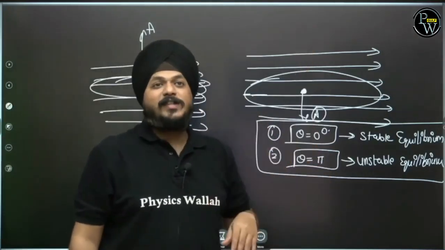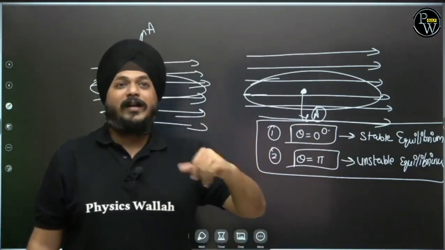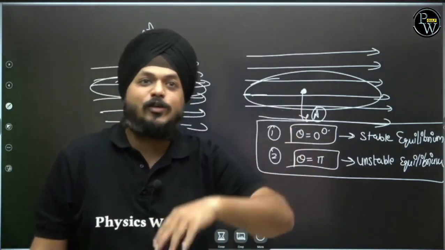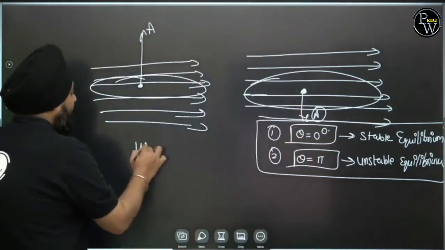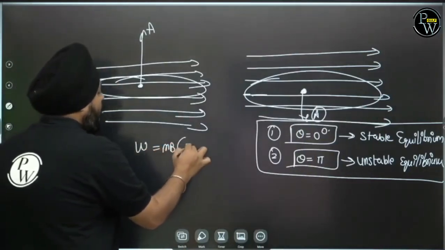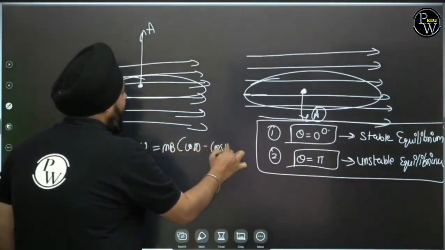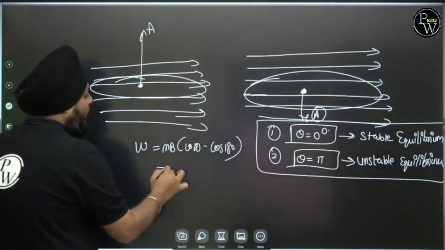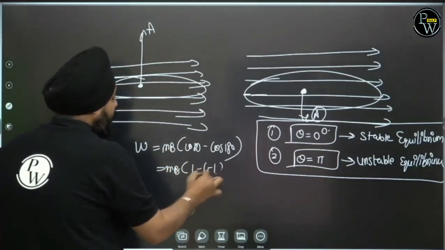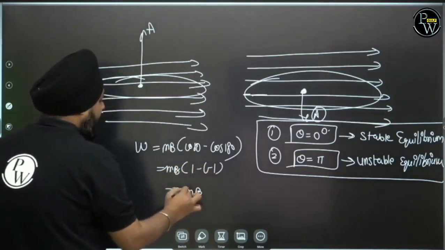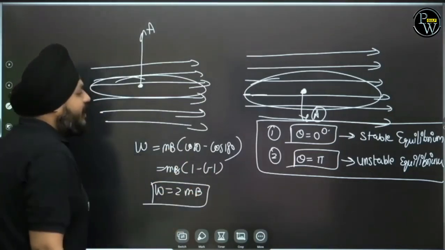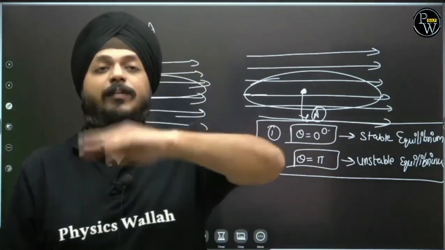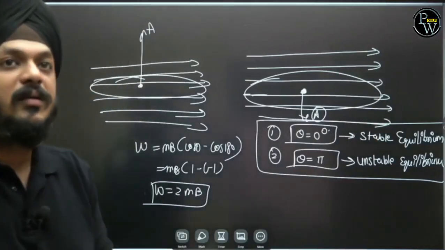Suppose they ask, what is the work done in rotating from stable to unstable? W is equal to mB (cos 0 minus cos 180). This is the work done in rotating from stable to unstable. So that is equal to 2mB. This much amount of work is done from stable to unstable. This is important.